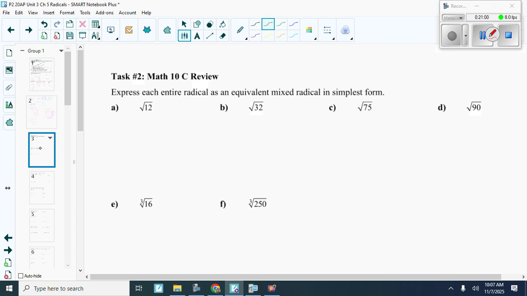Okay, so here we are. We're going to do a little bit of review so that we're up to snuff. I kind of already introduced this. I want you to do the next 6 questions. I want you to write each as an equivalent mixed radical. An entire radical means everything is under the radical sign, there's no coefficient. So you're breaking apart the radicand, looking for your perfect square numbers. Now your mixed radical is going to have a coefficient and something left over in the radicand.